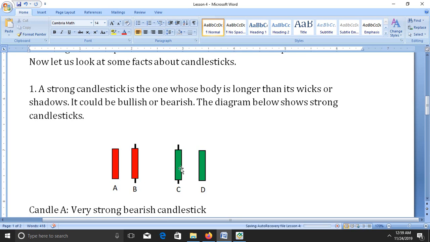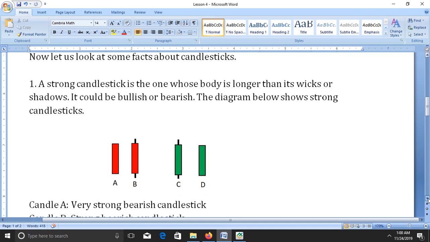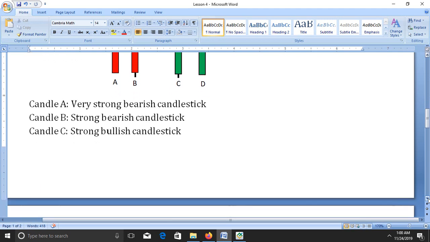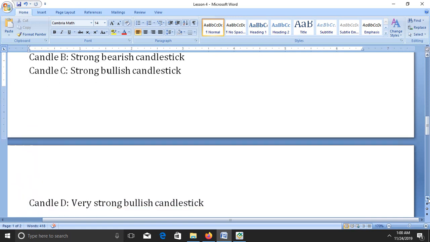Similarly, these two candles are bullish candles. They open lower and close higher. The difference is that this one has wicks, high and low, but this one does not. So this is a very strong bullish candlestick, but this is a strong bullish candlestick. So I say A, very strong bearish candlestick, B, strong bearish candlestick, C, strong bullish candlestick, and D, very strong bullish candlestick.